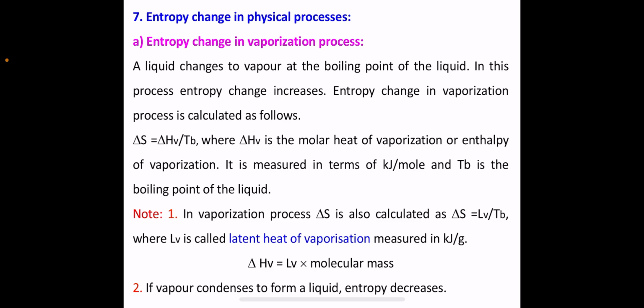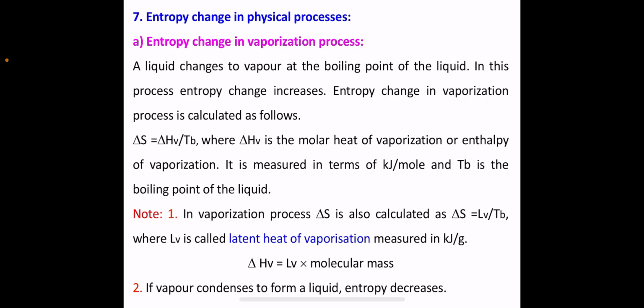So the entropy change in these 4 physical processes is studied in this way. Let us see one by one. Entropy change in vaporization process. A liquid changes to vapor at the boiling point of the liquid. This is the general phenomenon. So when the boiling point is reached, say for example if I take water, water will be in the liquid state till it attains 100 degrees centigrade. Once 100 degrees centigrade is attained, and if we go on increasing the temperature of the water, then it is converted into vapor, or a gaseous state. That is what a liquid changes to vapor at the boiling point means.